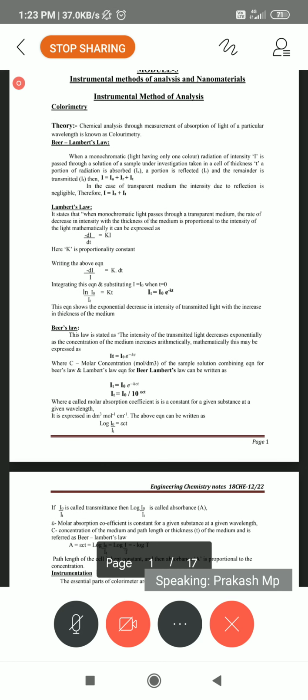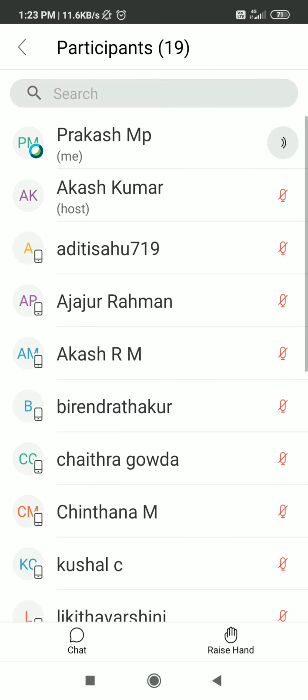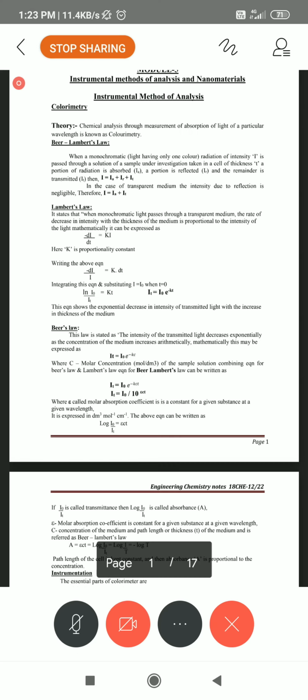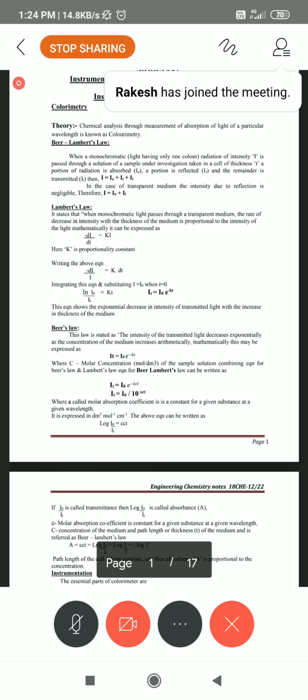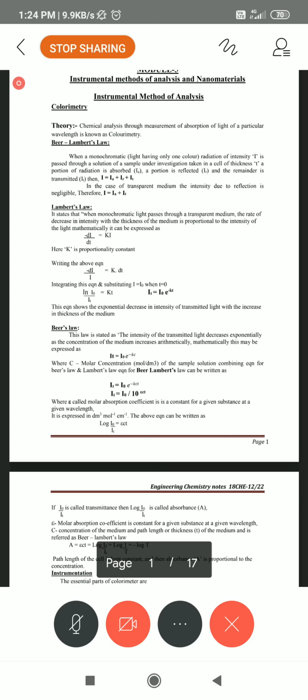In the same way, what we are using in the lab is copper sulphate. We estimate how much copper sulphate is completely dissolved in 1 liter of DM water. So you have prepared it. The instrument we have used is called a colorimeter. Based on this principle we follow two laws, and we can call it a combination of the two laws.